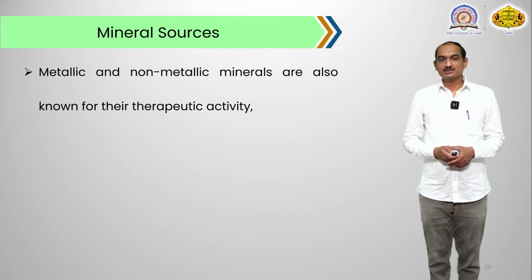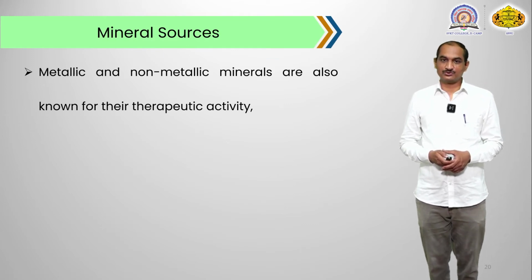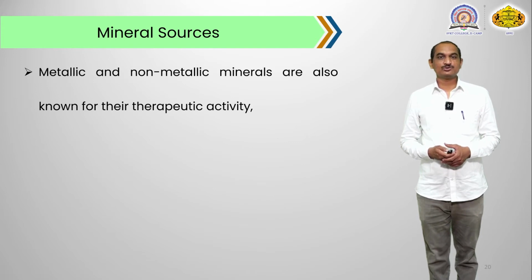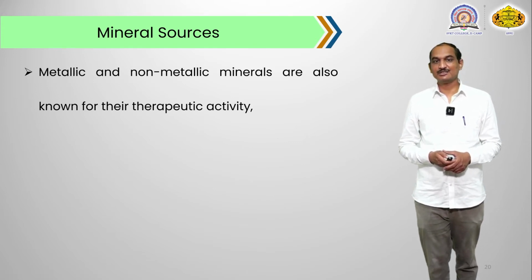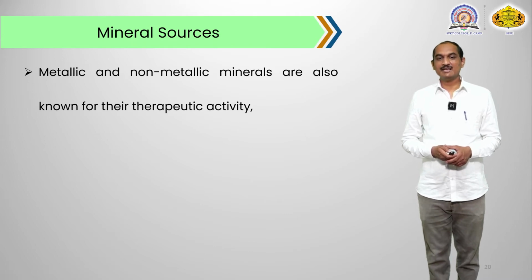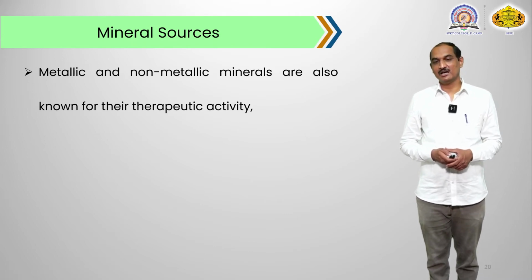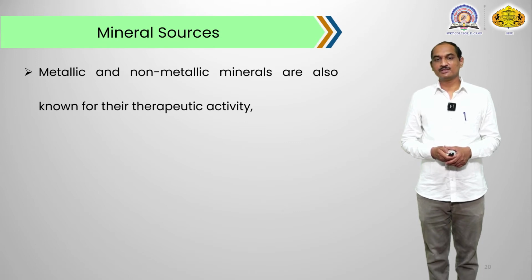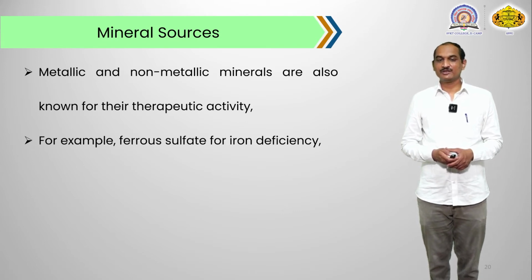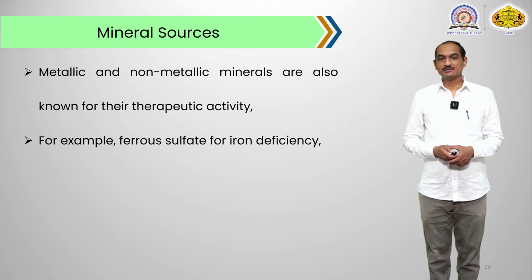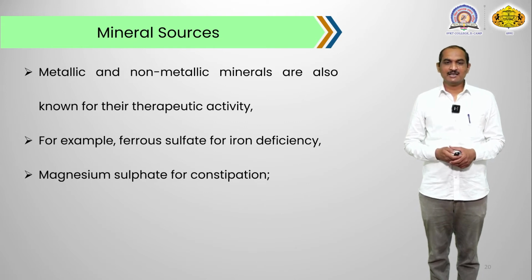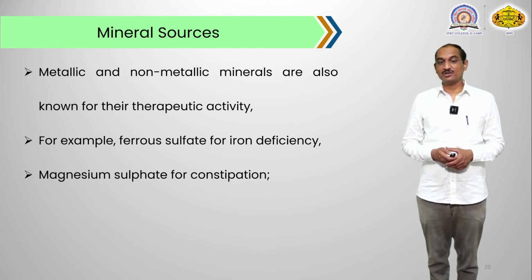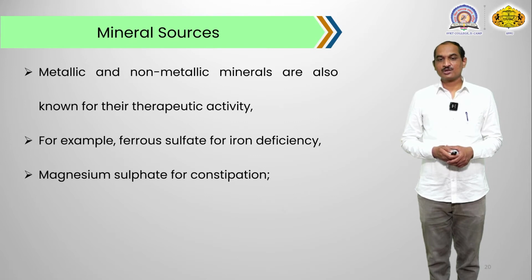Then further, the next source is the mineral source. The next important source for drugs is the mineral sources. The metallic and non-metallic minerals are also known for their therapeutic activities. For example, ferrous sulfate is used for iron deficiency. Then another example, magnesium sulfate, is used for constipation.